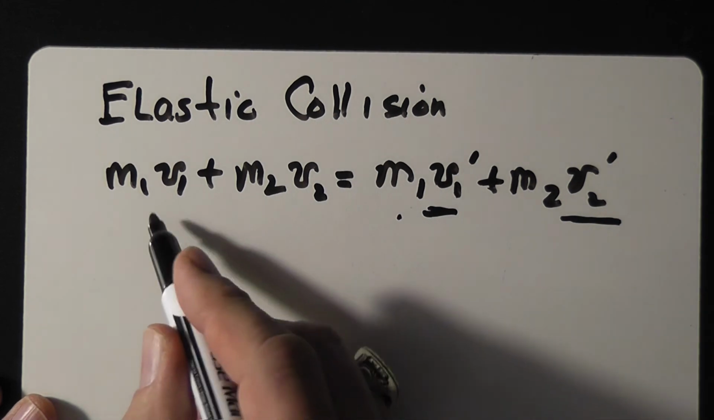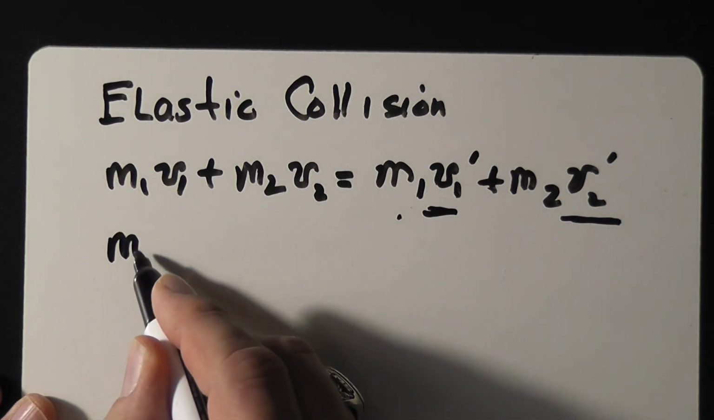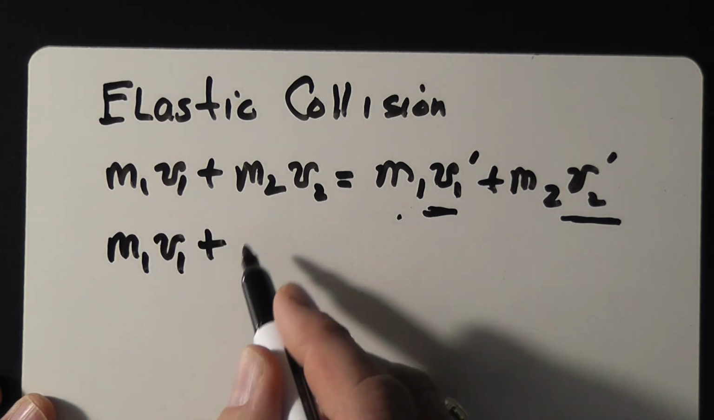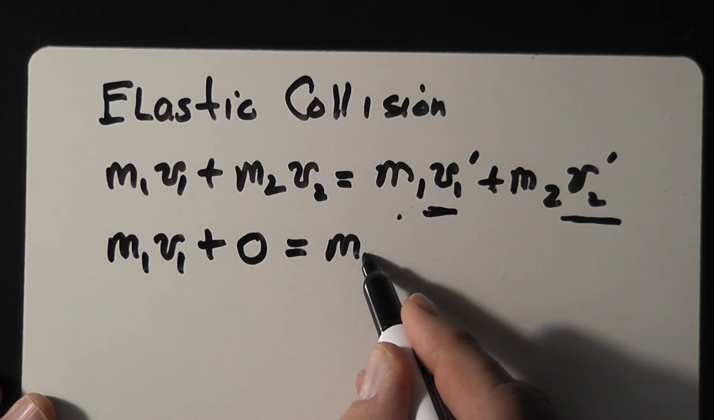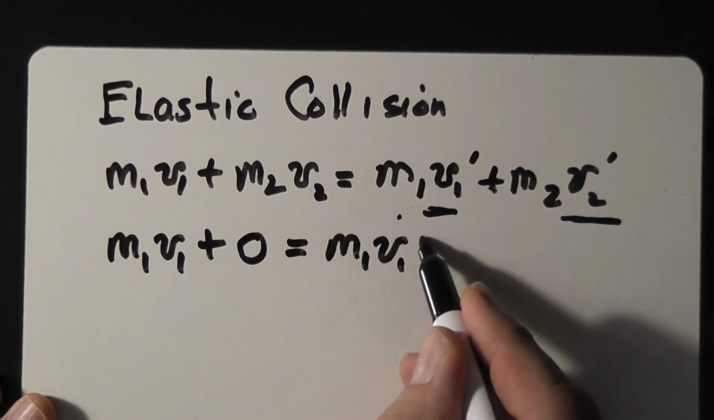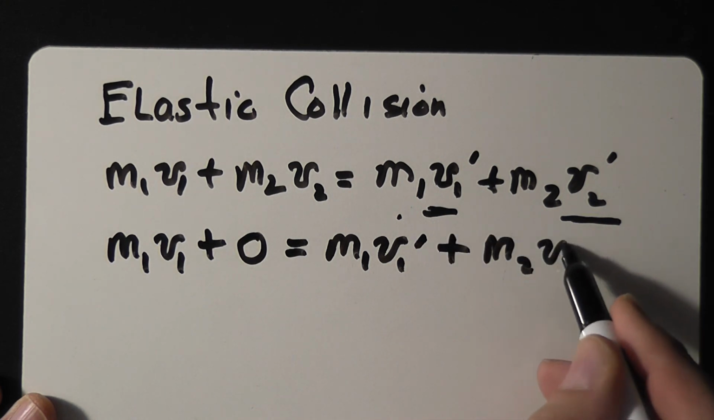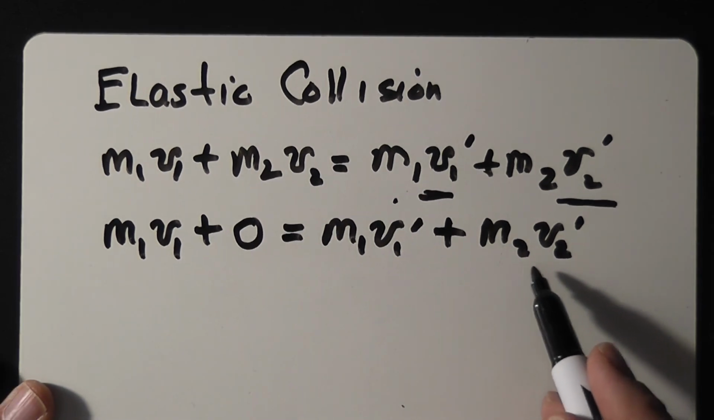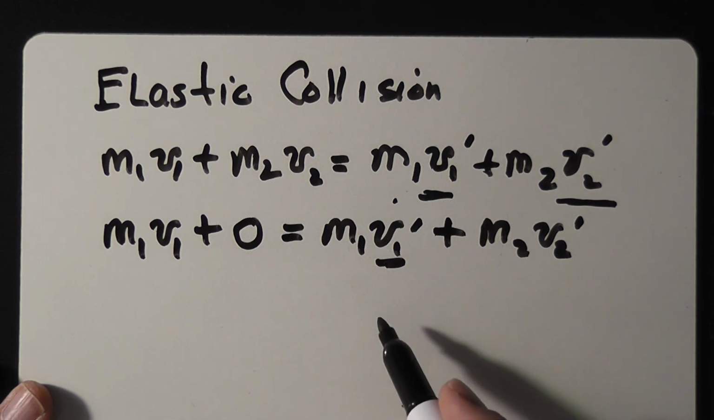But let's just take a look at how we would set this up anyways. So first of all, m1v1, it has a velocity. So m1v1 plus m2 times 0 is equal to m1v1 prime plus m2v2 prime. Again, we're not interested in this term right here, but we are interested in this. So we take our equation.